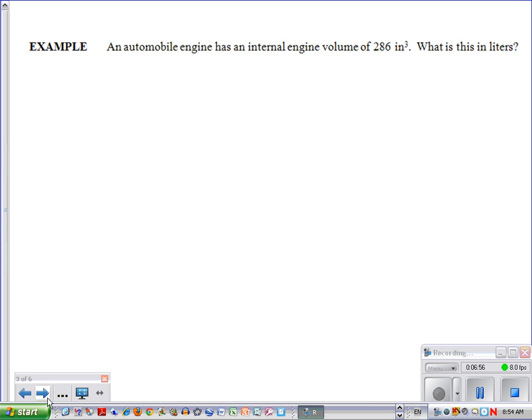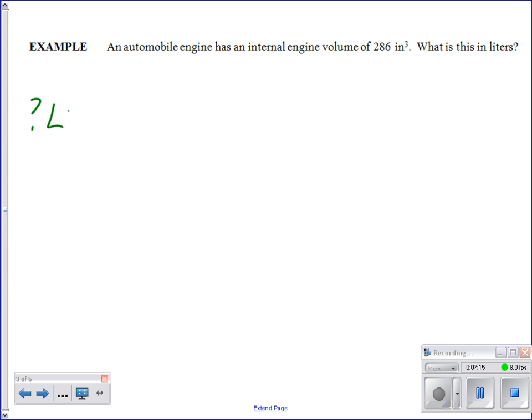Here we see that we have an automobile engine, and it has an internal engine volume of 286 cubic inches. We want to figure out what that is in liters, and that's valid because both of those are units of volume. So we want to go from cubic inches to liters, starting off with cubic inches.